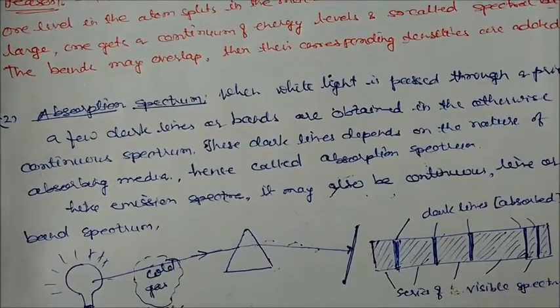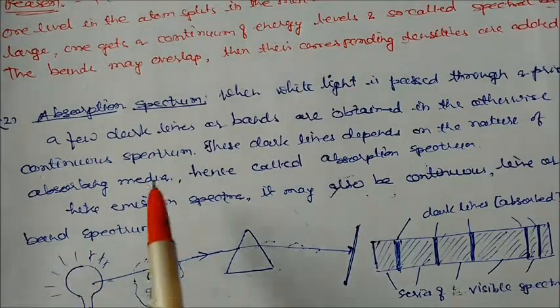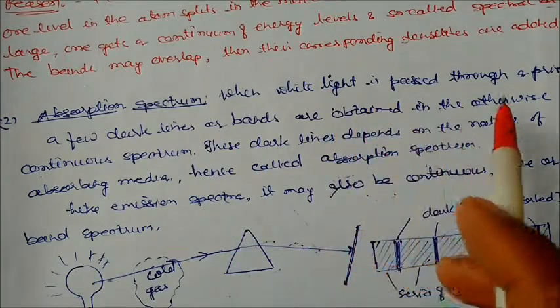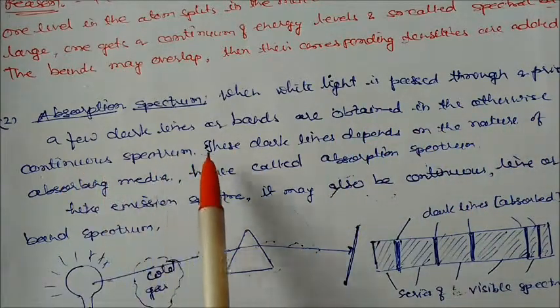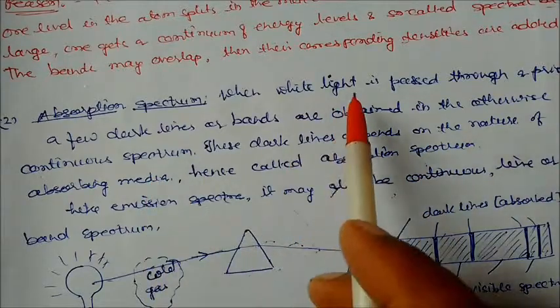Now next is absorption spectrum. So what is absorption spectrum? When white light is passed through a prism, a few dark lines or bands are obtained in the otherwise continuous spectrum. So this white light is passed through a prism.